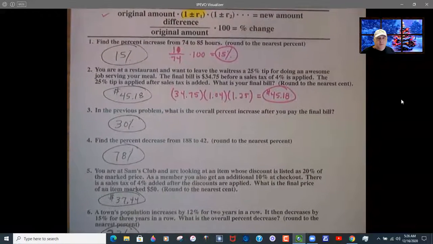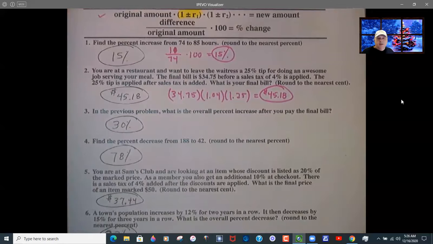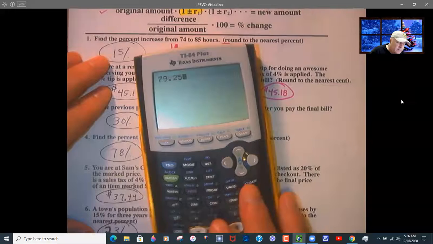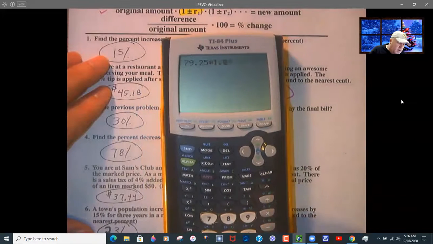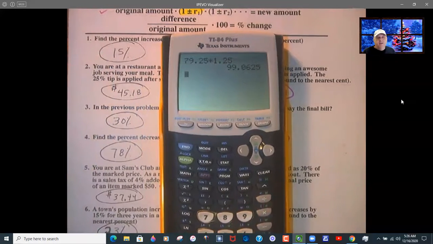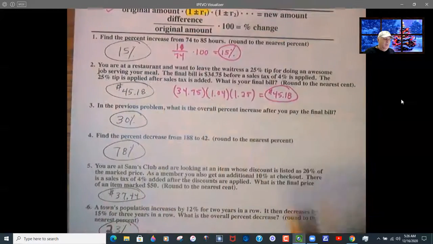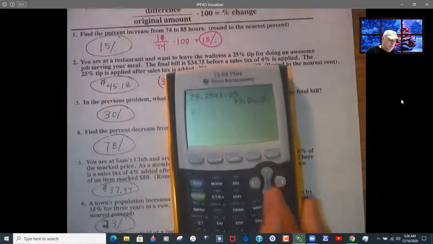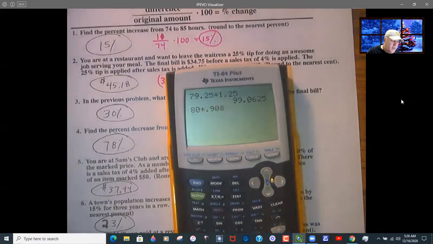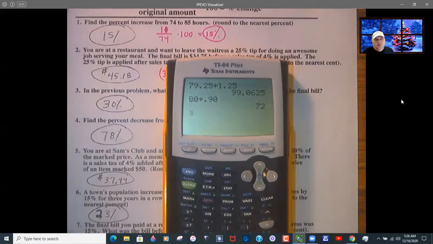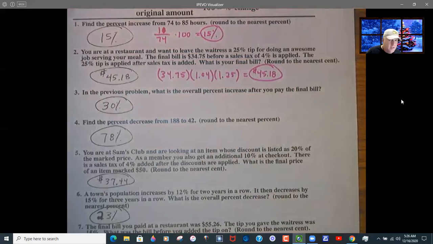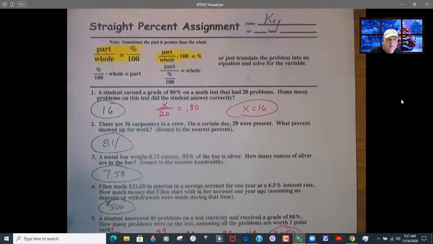But there are so many people that will just refuse to use the multiplier, and it's so much easier. Here I am at a restaurant. My bill is $79.25. And I want to give the awesome waitress a 25% tip. Then I have $99, $100. Okay, so use the multiplier all the time. I've got $80 and I want to do a 10% discount. So 1 minus 0.1. All right, so that is percent increase and decrease, and then straight percent with the part over the whole concept.